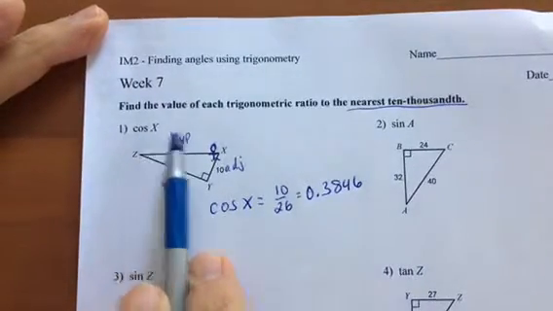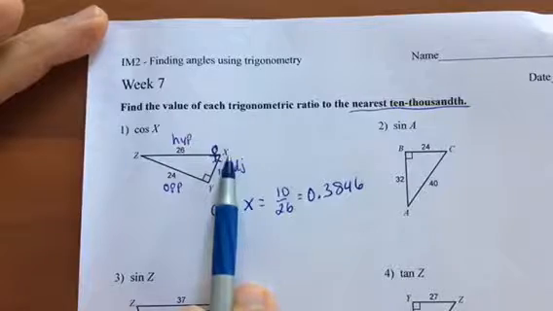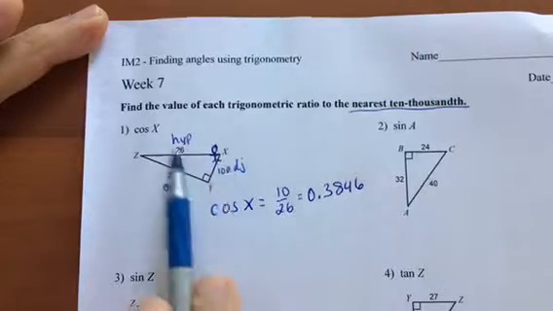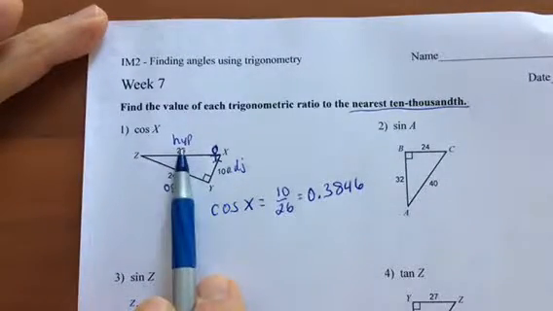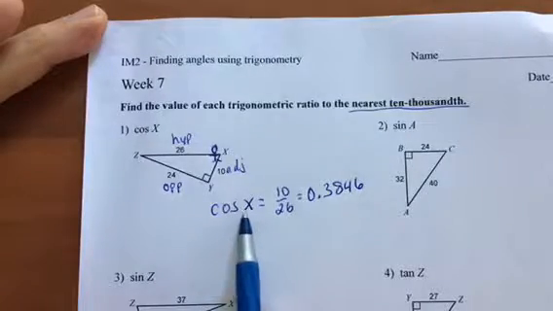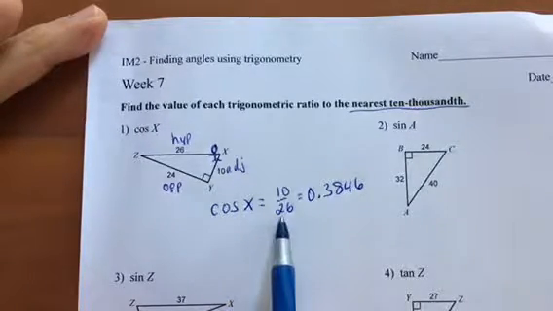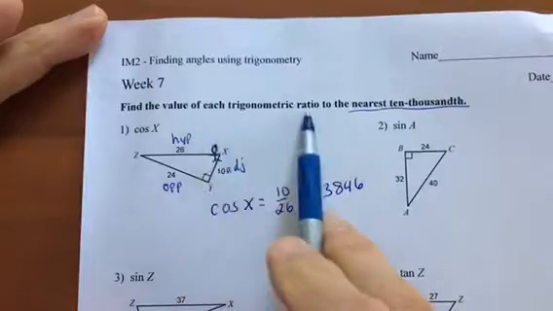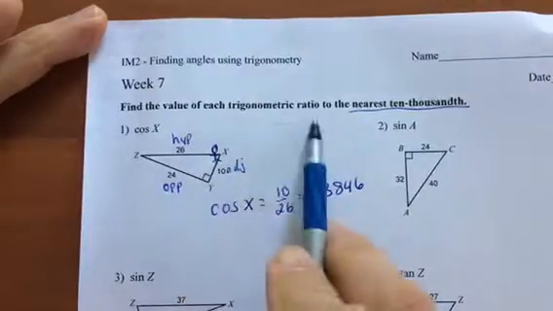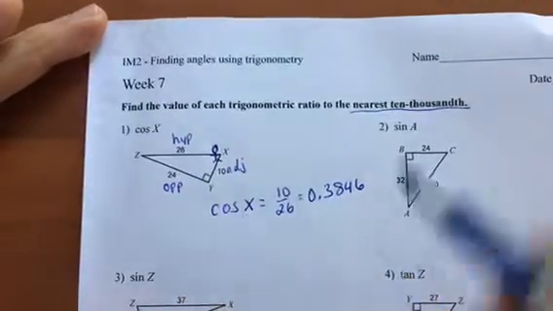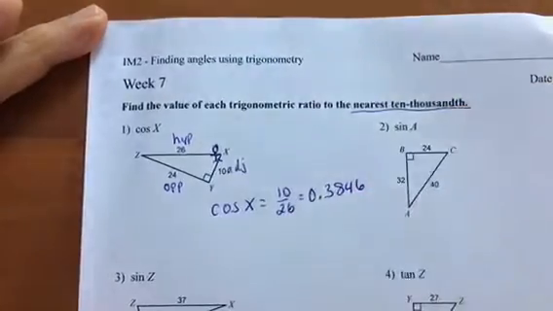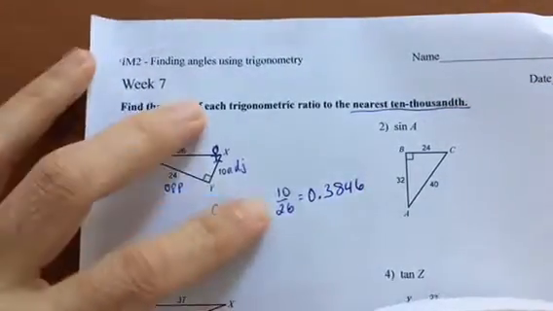So here it says cosine of x. I'm going to put my stick figure at x. Cosine means adjacent over hypotenuse, 10 over 26. Cosine of x equals 10 over 26. They want to know what the ratio is. They didn't ask for the angle yet. They just want to know the ratio. So I'm going to say, okay, 10 over 26. That's all they want.